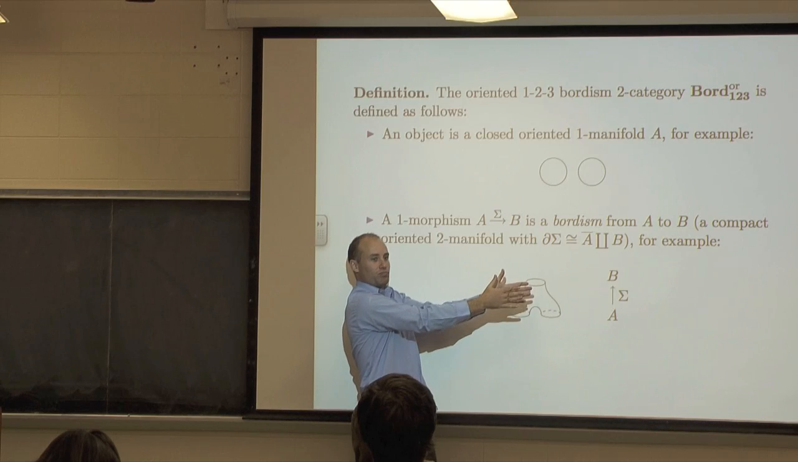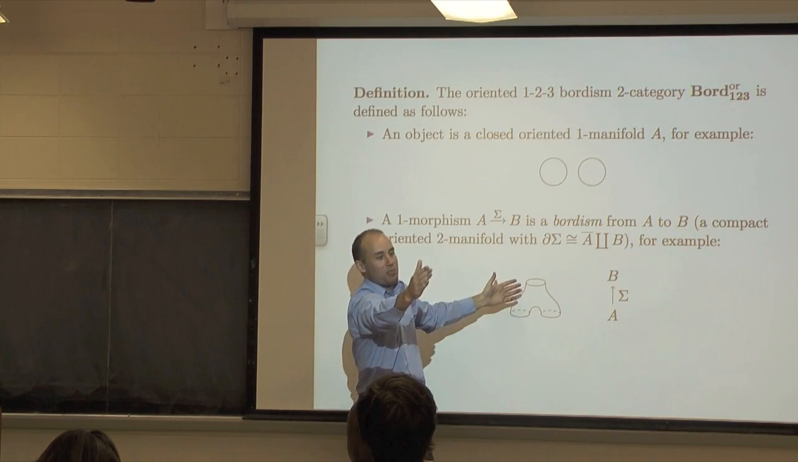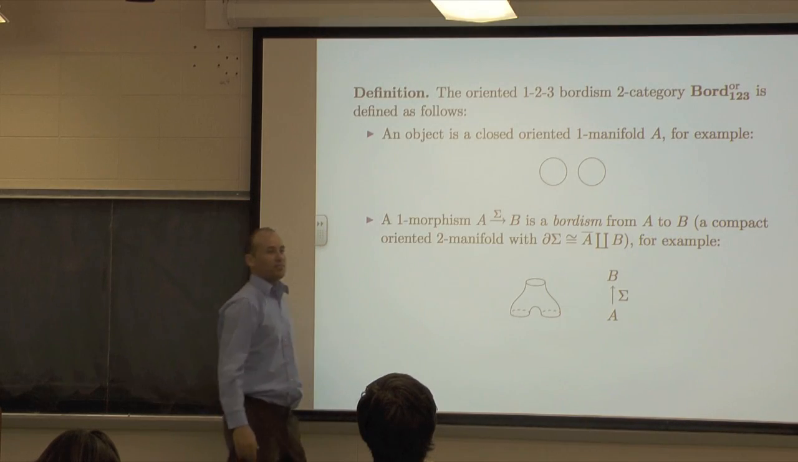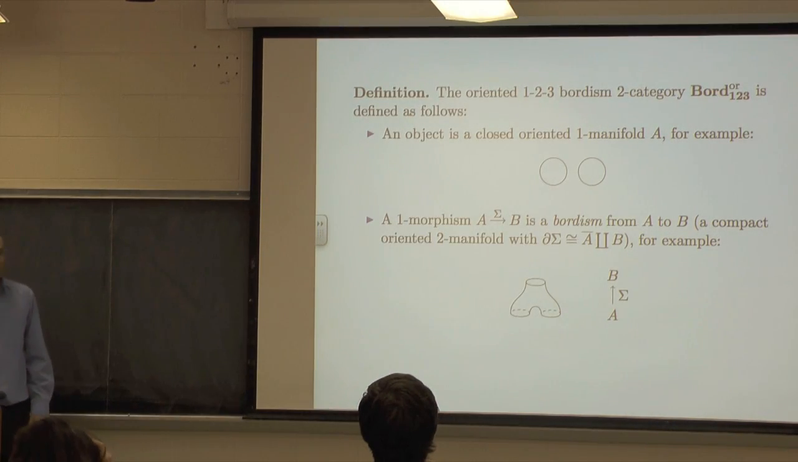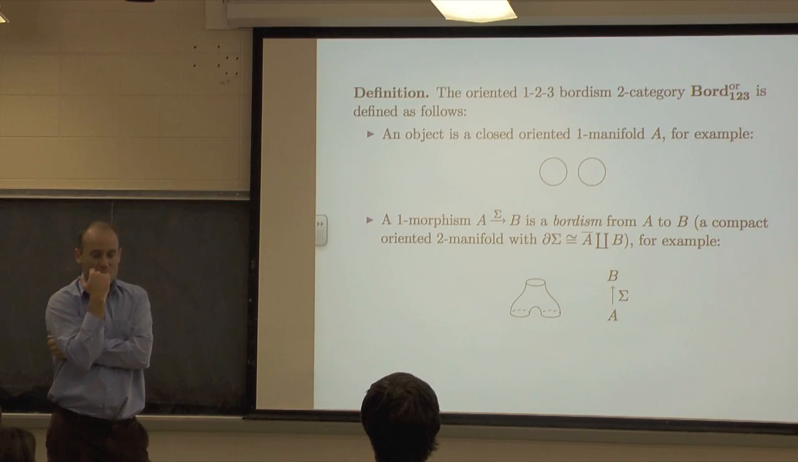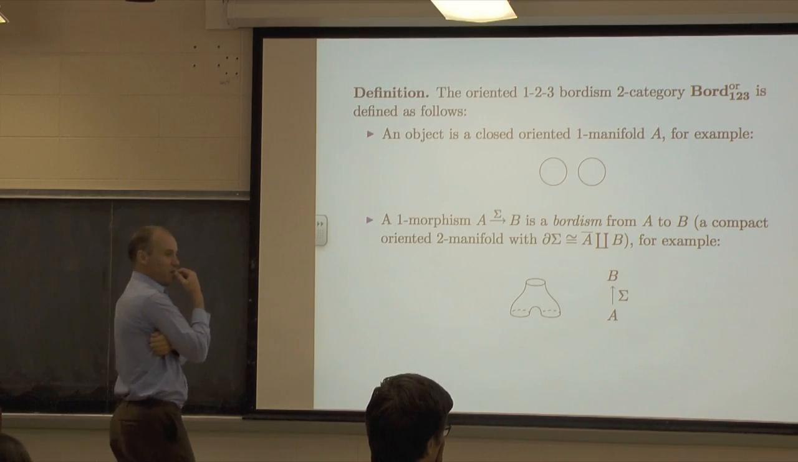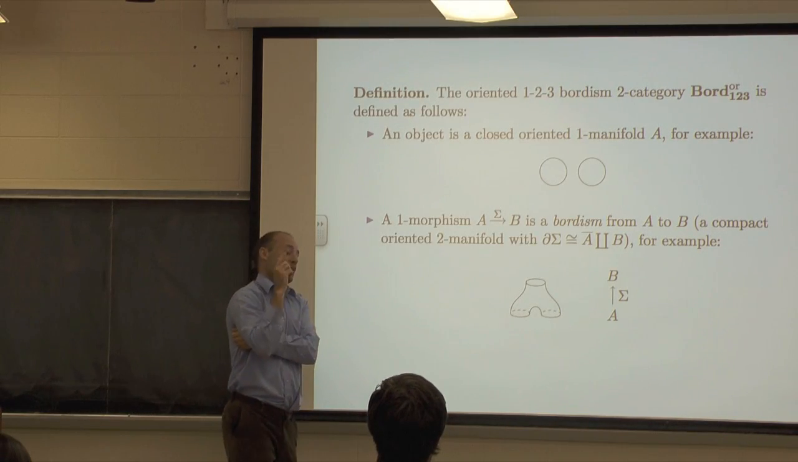Right, so it's not a composition in the usual sense. If I go from A to B and then B to C, I get A to C. This is composition in a perpendicular direction. The other direction, A to B and A prime to B prime, gives A disjoint union A prime to B disjoint union B prime. And this is part of the special structure of a monoidal two category.